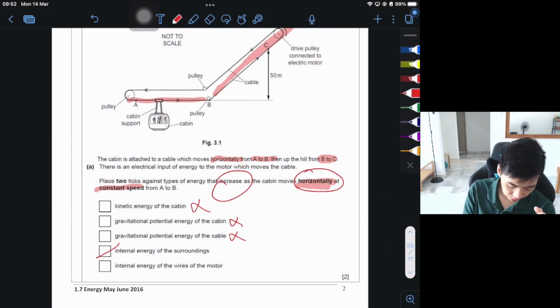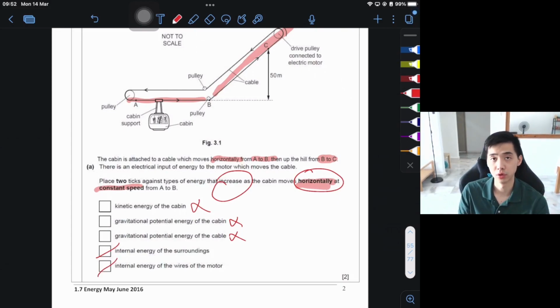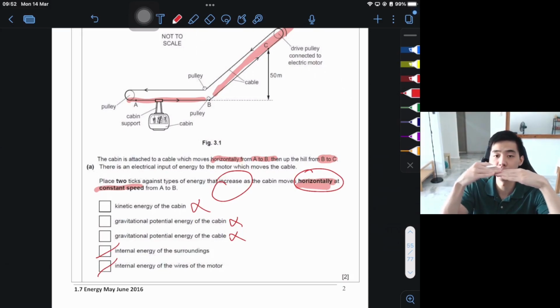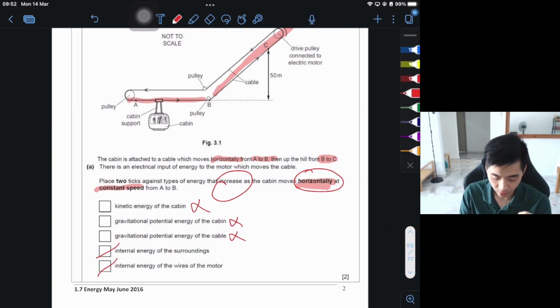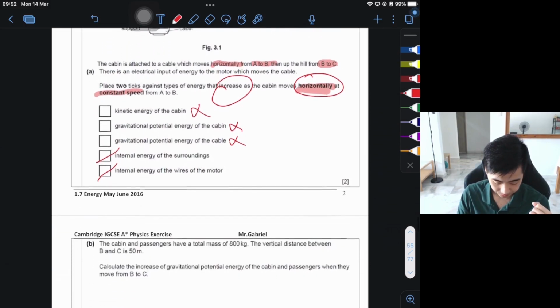And the internal energy of the wire of the motor is going to be increased as well. Why? Because as the wire moves, it is going to have friction against all the other pulleys, right? This is definitely going to generate heat, which will in turn create internal energy of the wire, right?